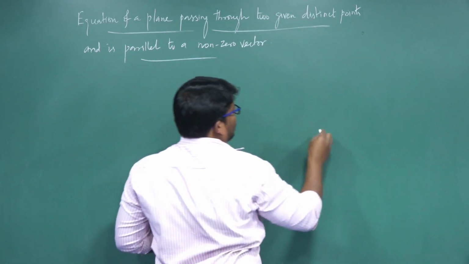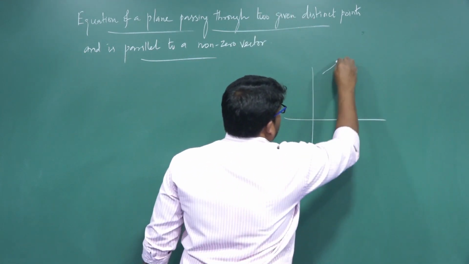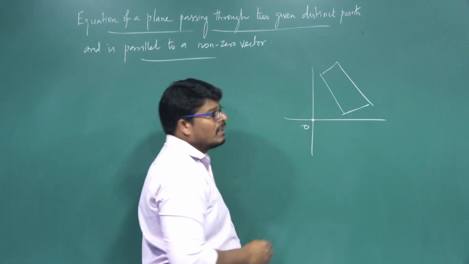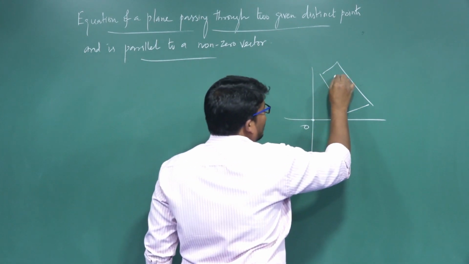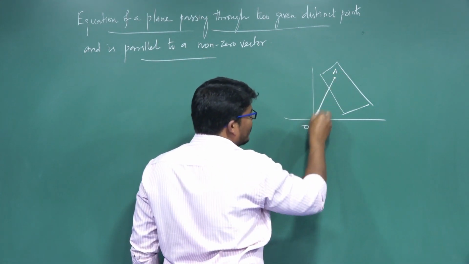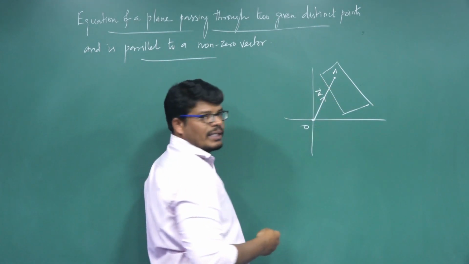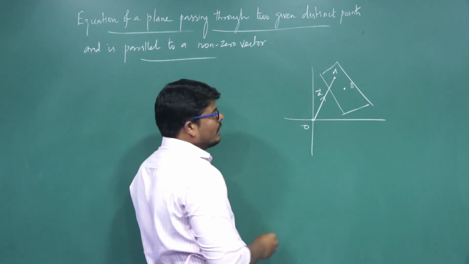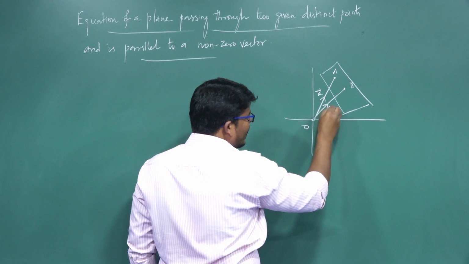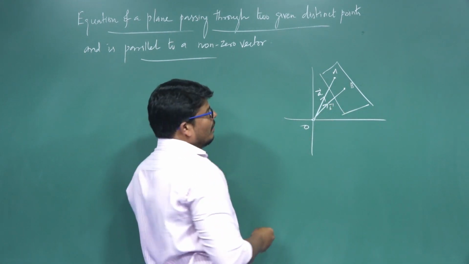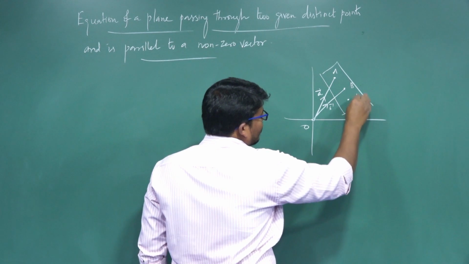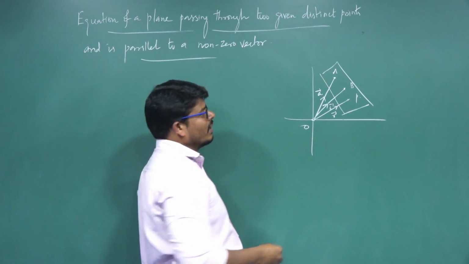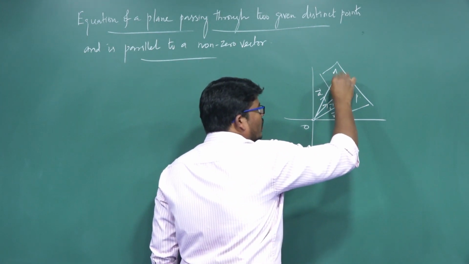Given two distinct points, that is a plane. O is the origin. Let A be one of the points, with OA vector equal to the small a vector. The point B, another point, lies on the plane, with OB vector equal to the b vector. Let P be any point on the plane, with OP vector equal to the small r vector.